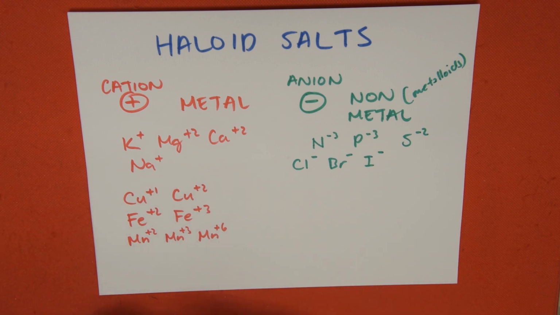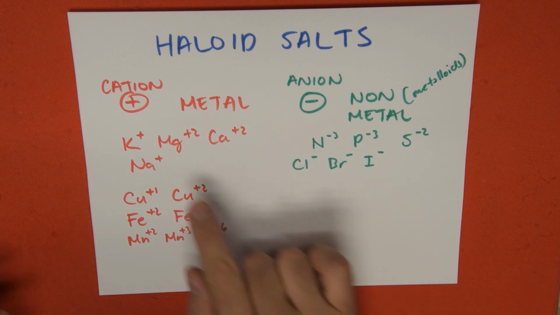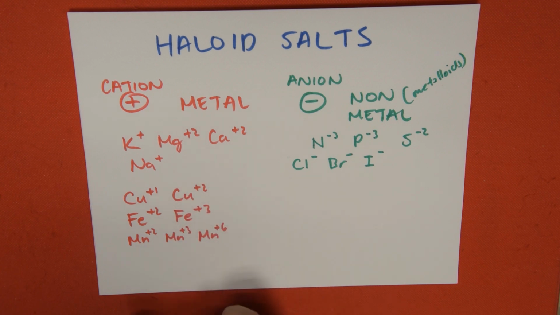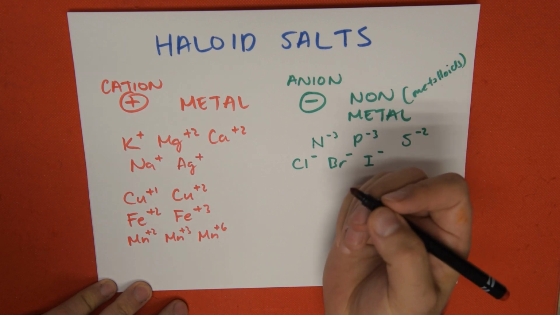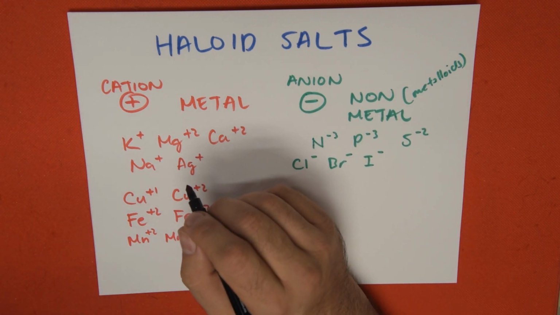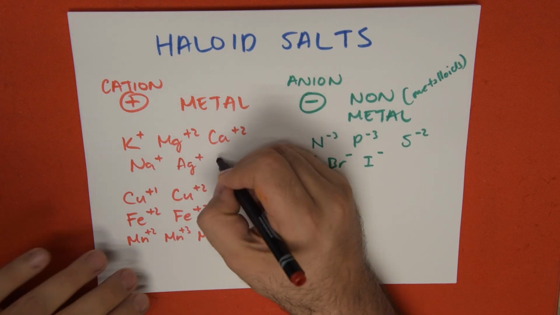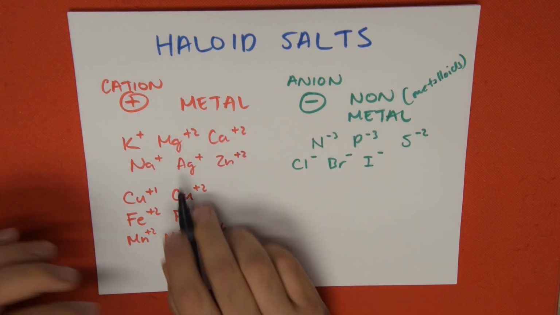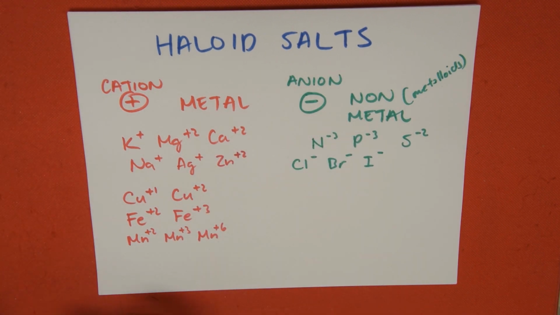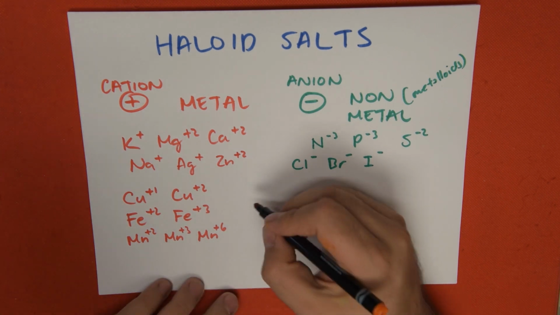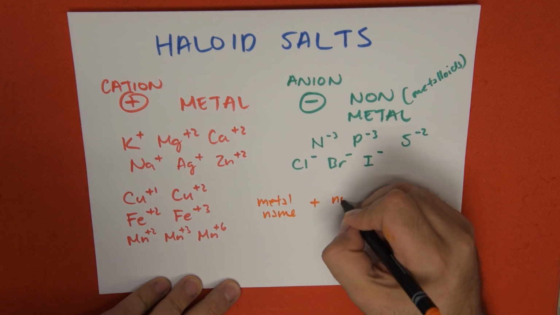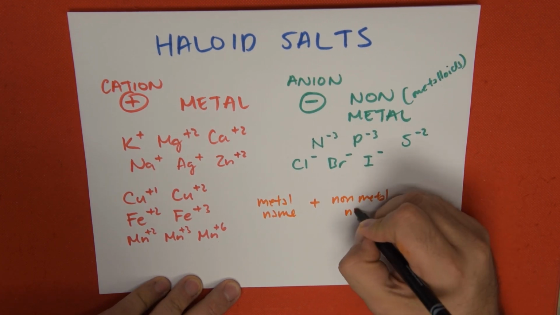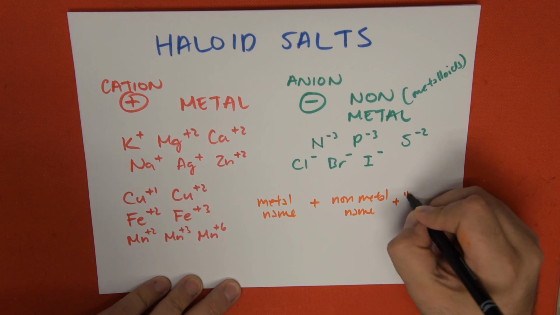So what is the naming style for a haloid salt? It's very simple. If we use a metal that only has one valence, such as the ones from group 1 or group 2, and a few notable exceptions such as silver, which is a transition metal but it's +1, or the metal zinc, which is +2, that means they only have one valence. The naming style is very simple. We say the name of the metal, and then we add the non-metal name with an -ide ending.